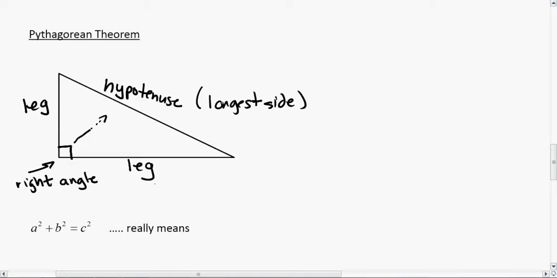So we learned a squared plus b squared equals c squared. What that really means is if you take the length of one leg and square it, multiply it times itself, take the second leg and square that, add the two squares together, you will get the same amount as if you take the hypotenuse and square that. So a squared plus b squared equals c squared really means leg squared plus leg squared equals hypotenuse squared.